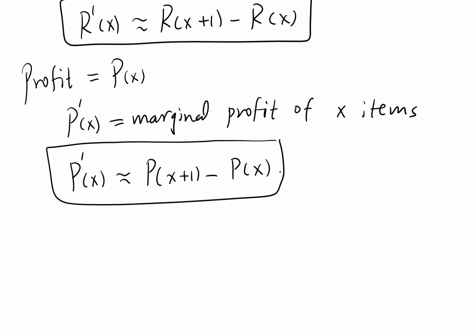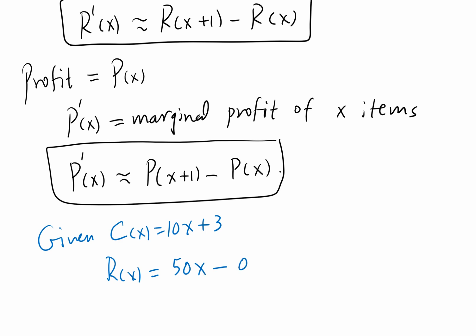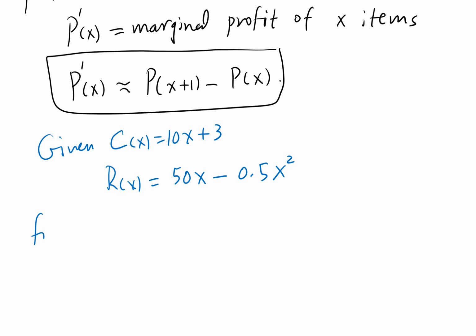To apply this, let's say it's given that the cost function is modeled by 10x plus 3, and the revenue function is 50x minus 0.5x squared. We're asked to find the profit, capital P of x.